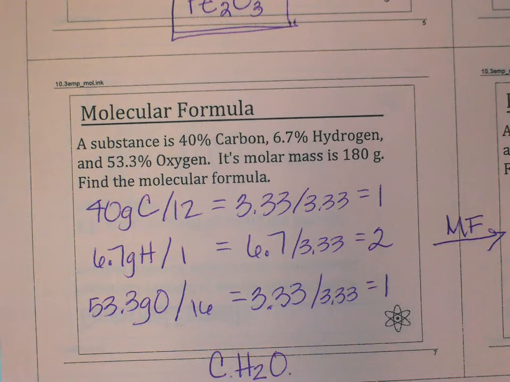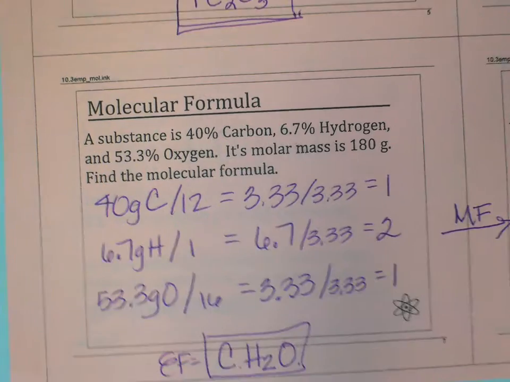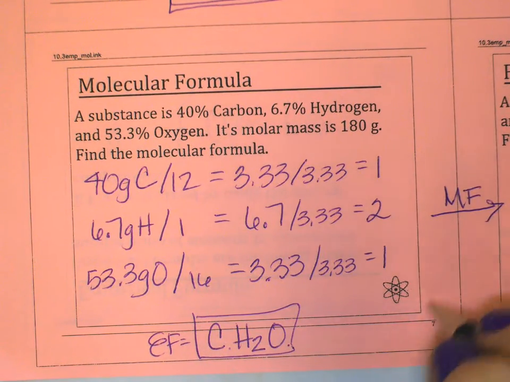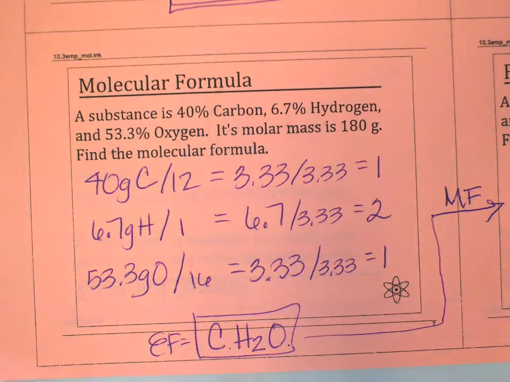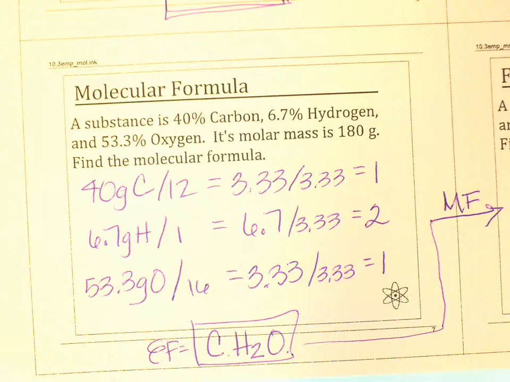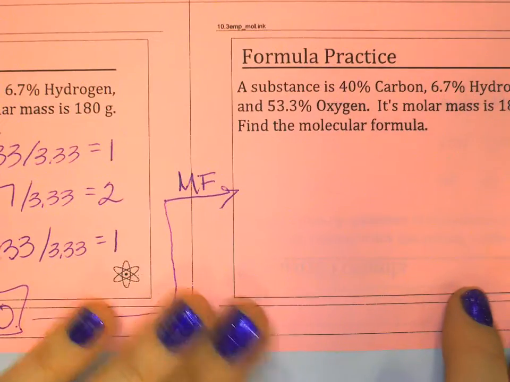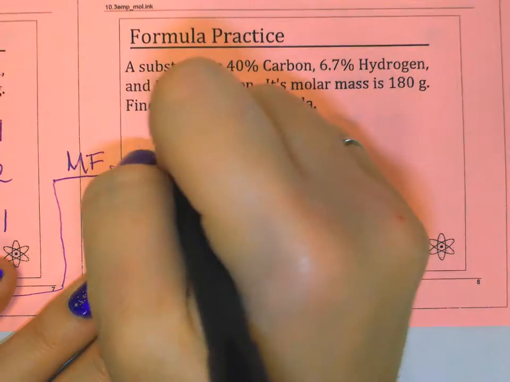But that is simply my empirical formula. All right? I have to take my empirical formula and switch it into my molecular formula. So that is what this next step is going to do for you. All right, so again, same problem. I'm just going to continue this here. So as I read the problem, I remember, okay, I've got my empirical formula. I already found that, CH2O.